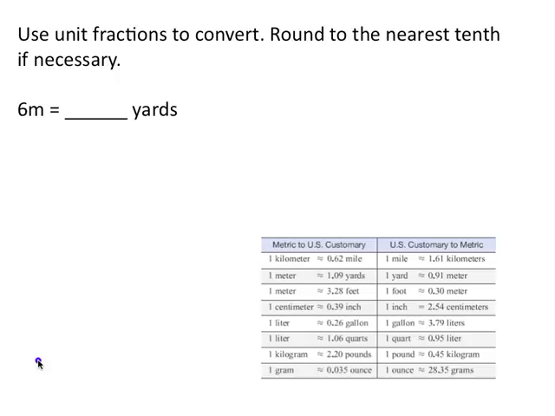We want to use unit fractions to convert, and we're writing nearest tenth if necessary. We want to change 6 meters into yards. Now on these, we're switching from the metric system to the US customary system.